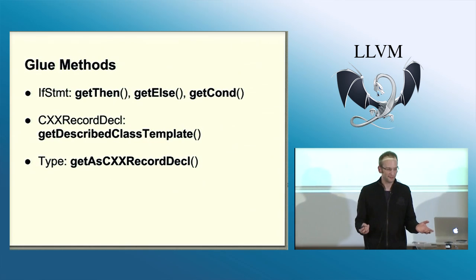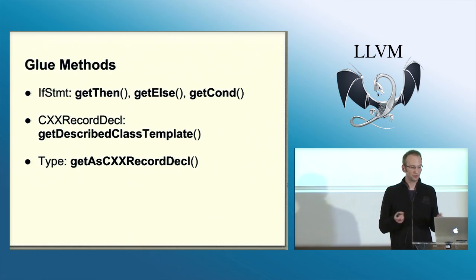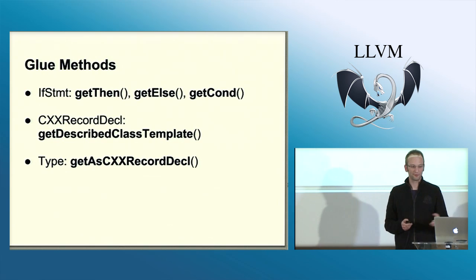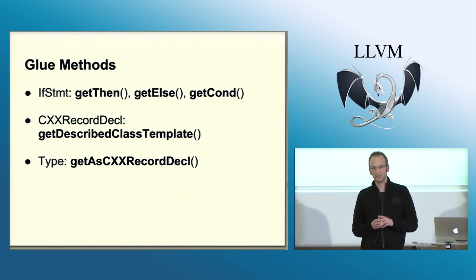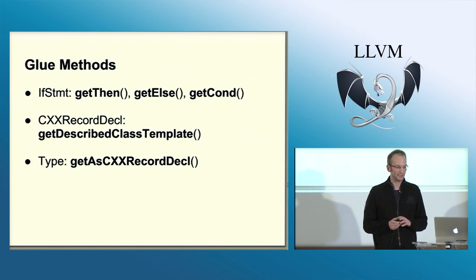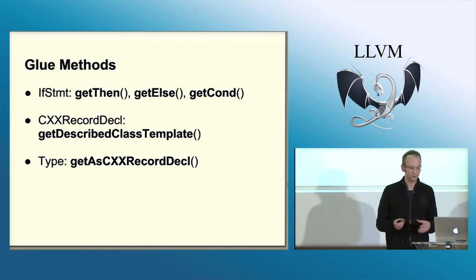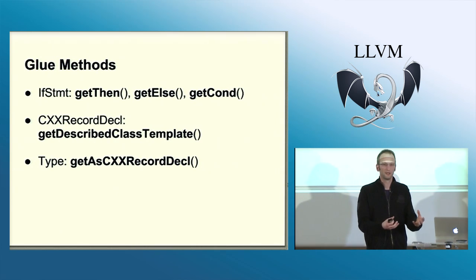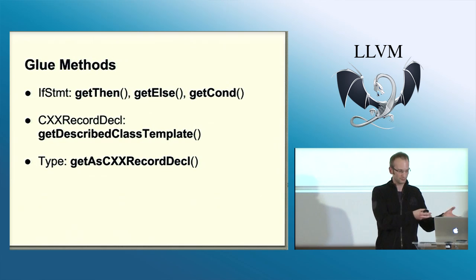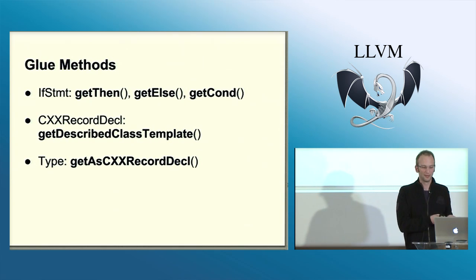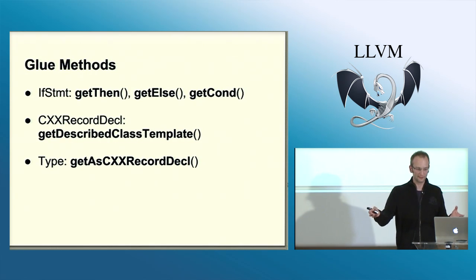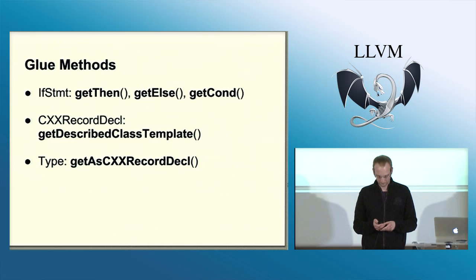But the Clang AST is not only a tree, right? It's actually a graph, because you can jump from parts of the AST to other parts. As with a CXXRecordDecl, you can get the described class template. We'll go some more into templates later, but not into too much detail, because that would be a whole talk on its own. And interesting things like, if you have a type, and that type is a CXXRecordType or class type, then you can get to the declaration of that class from the type, right?